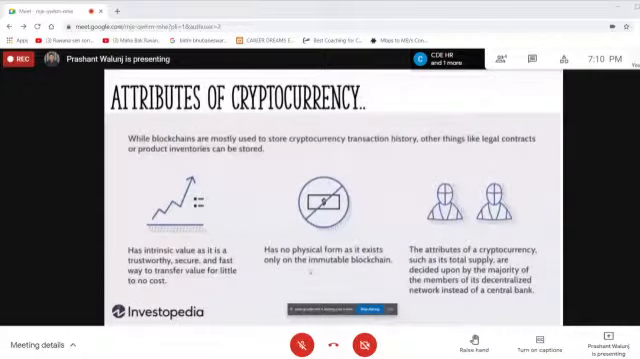And the third one is the attribute of a cryptocurrency, such as its total supply, which is decided upon by the majority of the members. It's a decentralized network instead of a central bank. So decentralization is the purpose of designing the blockchain.